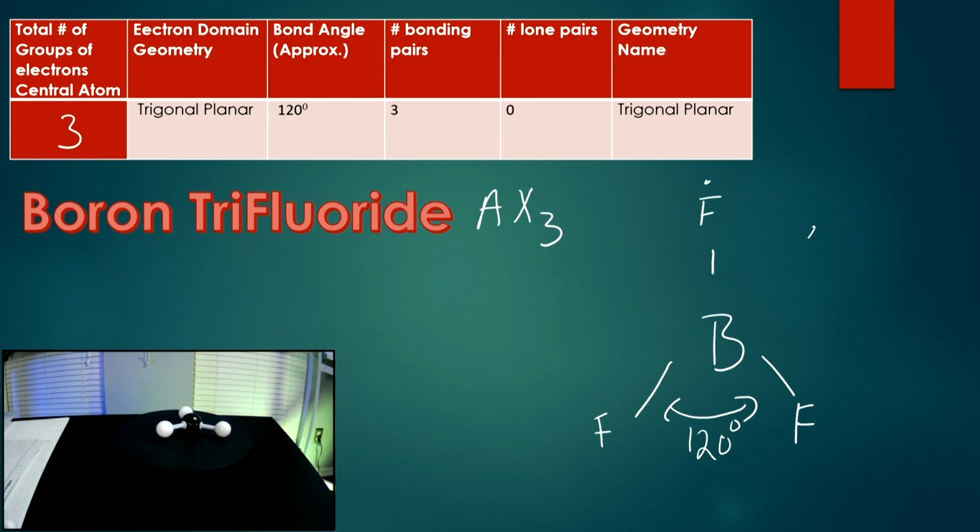What you also need to do is fill in the unbonded electrons on the outer atoms. Each has 2 bonds, so we have to add 6 electrons to each of our fluorines. So that is AX3, where the electron domain geometry is trigonal planar along with the molecular geometry.